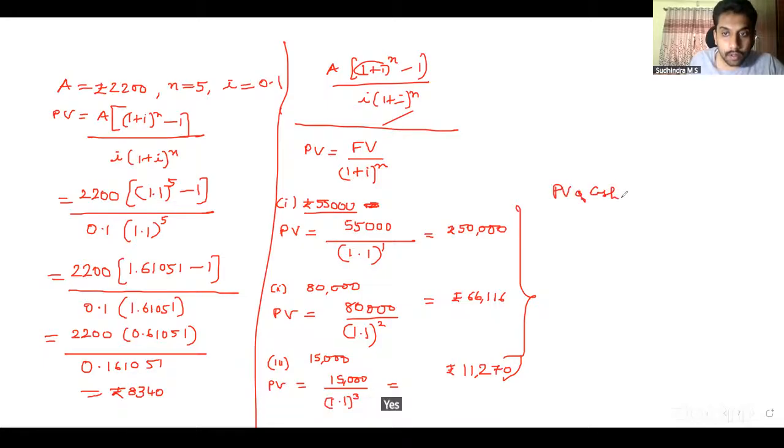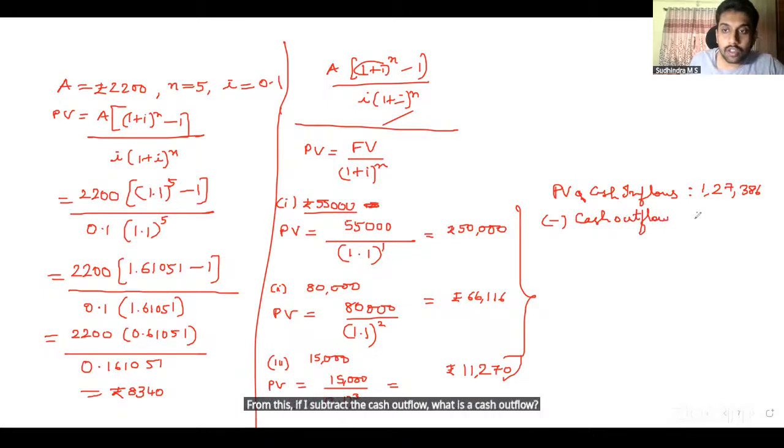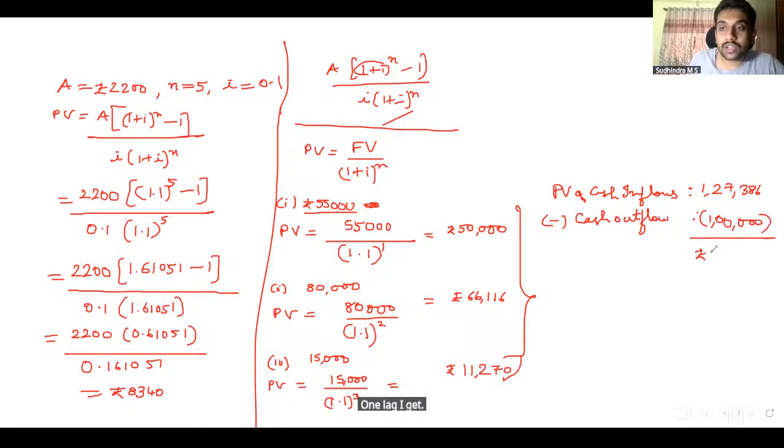If I add these, I get the total present value of cash inflow. How much is this? 1,27,386. From this, if I subtract the cash outflow, what is the cash outflow? 1 lakh. I get 27,386. This is the net present value.